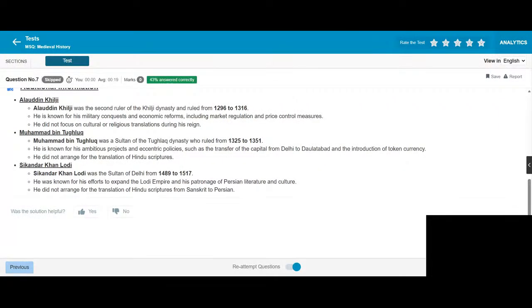Muhammad bin Tughlaq was a Sultan of the Tughlaq dynasty who ruled from 1325 to 1351. He is known for his ambitious projects and eccentric policies, such as the transfer of the capital from Delhi to Hyderabad and the introduction of token currency. He did not arrange for the translation of Hindu scriptures.